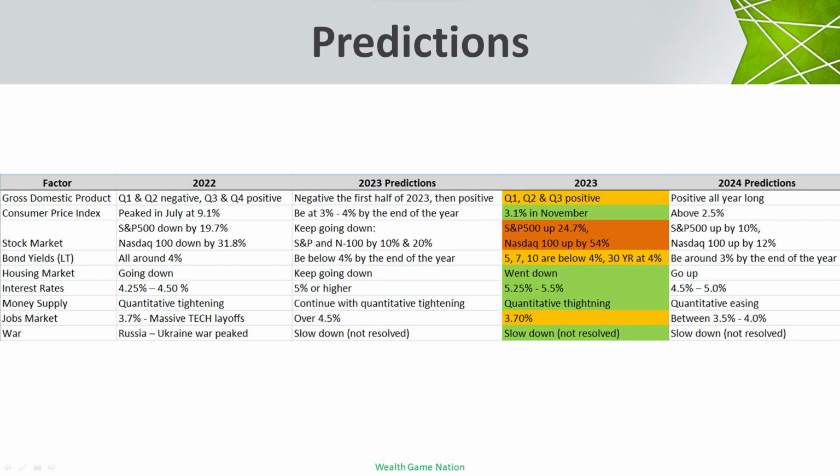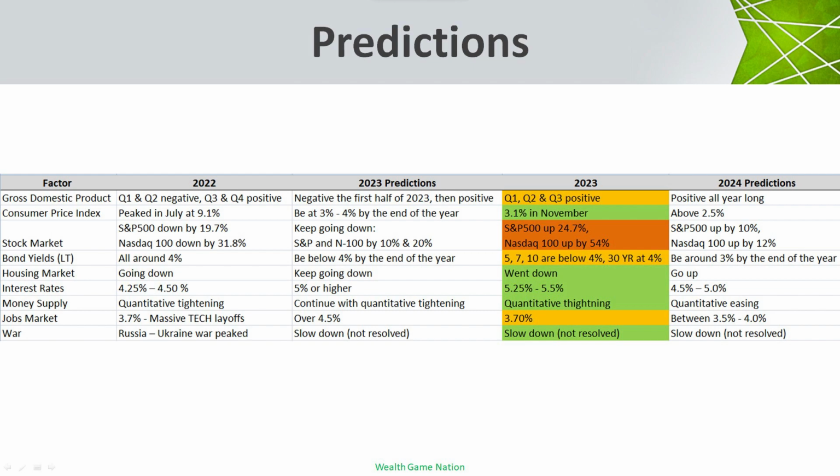So for 2024, the GDP, I believe it will be positive all year long. I believe the CPI will be above 2.5%. I believe the stock market will go up by 10 and 12% for the S&P 500 and the Nasdaq 100 respectively. I believe that the bond yields will be around 3% by the end of the year. I believe the housing market will go up because the interest rates will go down. And I expect the interest rates to be between 4.5% and 5%. I made this estimation based on the information from the Fed that they will do 3 rate cuts in 2024.